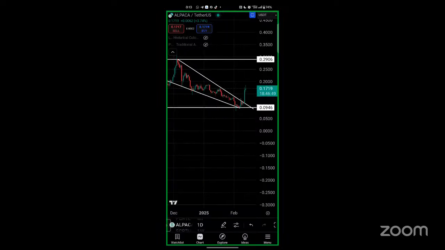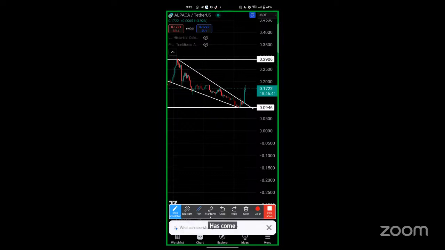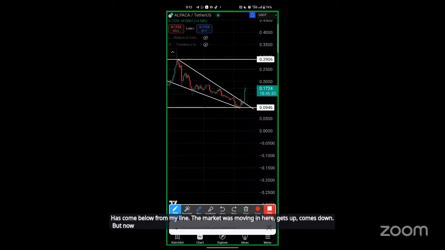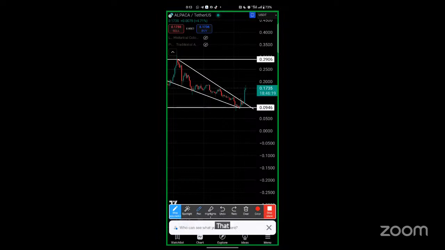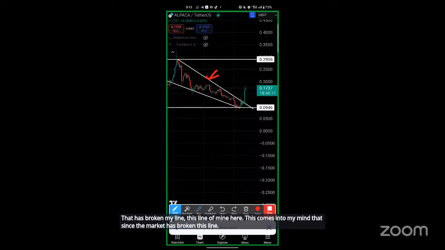Now, look here, friends. As long as the market was below my line, it was moving in here, going up, coming down. But now the market has broken this area, and these things are simple. It has formed a green candle that has broken my line here. This comes to my mind that since the market has broken this line, it has potential to move up.